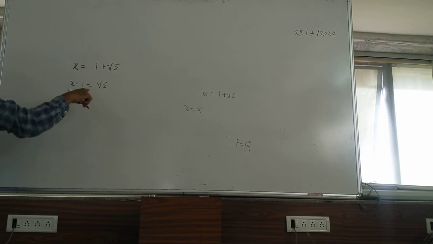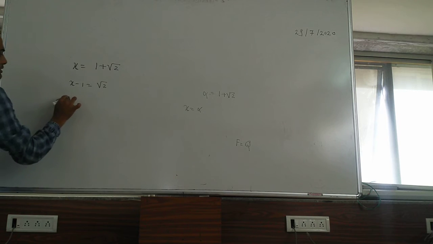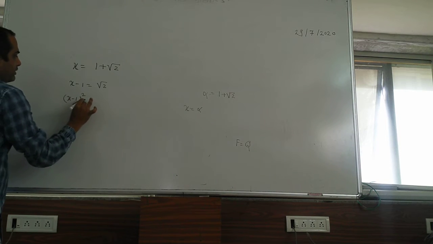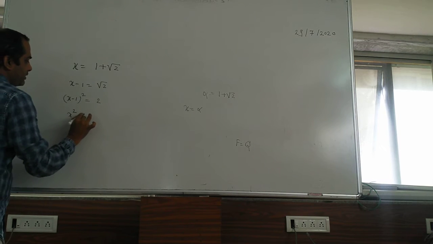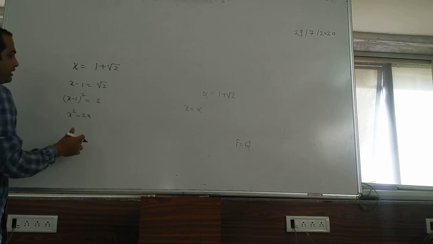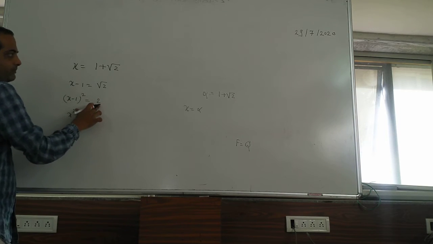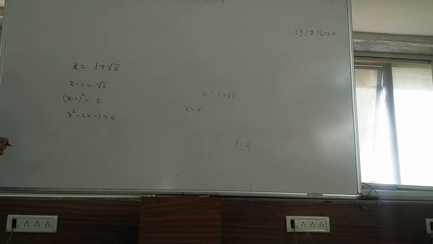Still there is a number which is not a rational number. So we'll take the squares on both sides. So (x minus 1) whole square is equal to 2. Now solve this. So what do we get? x square minus 2x plus 1 minus 2. We'll take 2 to this side. So plus 1 minus 2. So what do we have? x square minus 2x minus 1 is equal to 0, of degree 2.